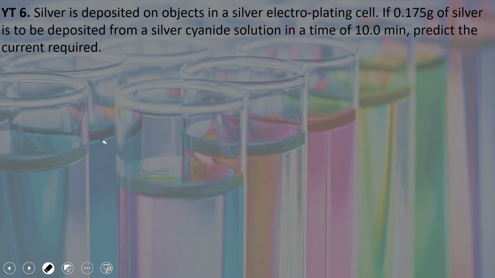Alright, one more. So silver is deposited onto objects in a silver electroplating cell. If 0.175 grams of silver is to be deposited from a silver cyanide solution in 10 minutes, predict the current that would be required. So they're telling me that I'm depositing silver, so the first thing I need to do is go write out that half reaction. So I'm going to be producing silver solid, which means I started off with silver aqueous.